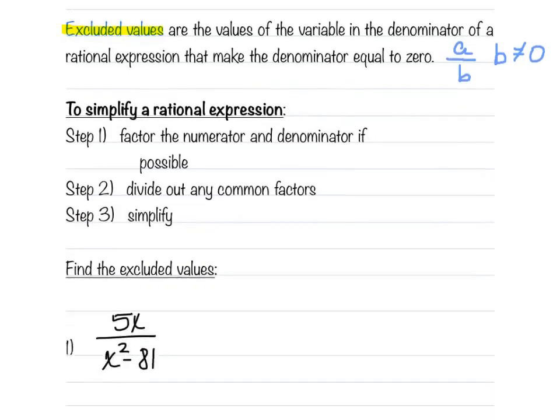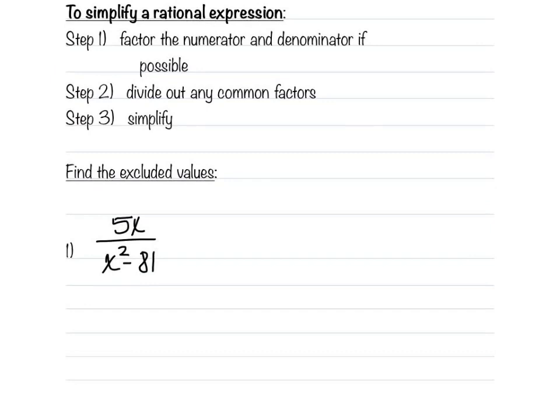Okay, let's first practice finding excluded values. Number 1, 5x over x squared minus 81. So, again, just to review, an excluded value would be a value for x that would make my denominator equal to 0. So to find the excluded value, we'll write an equation like this: x squared minus 81 equals 0. Let's find out what x would have to be in order for that denominator to equal 0.